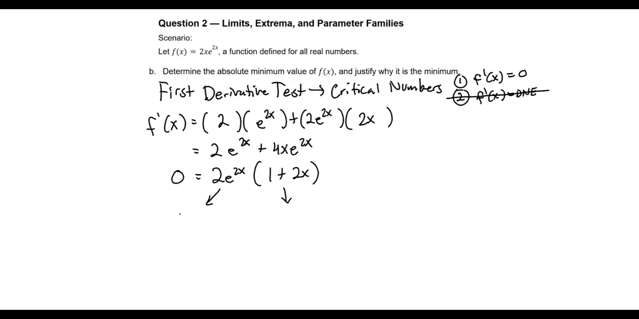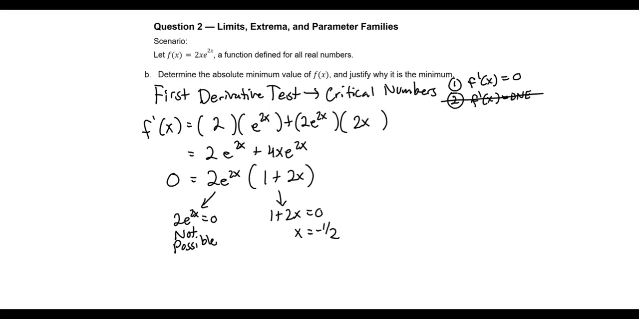Now that we have it factored, we can set each of these equal to 0. And you'll see that in this first piece over here, we won't be able to find at least any real numbers that make this equal to 0. But over here, we certainly can solve for x, right? Subtract 1, divide by 2, we get negative 1/2.